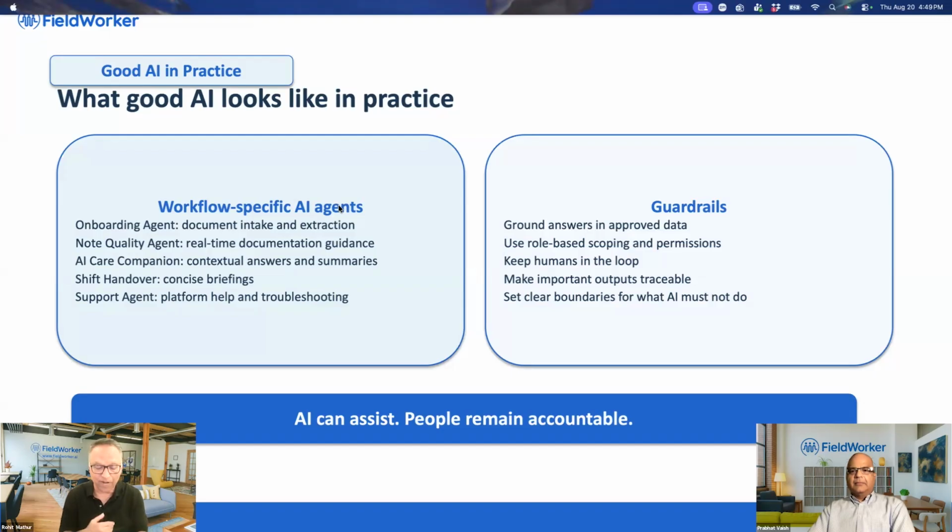I didn't realize we are actually running out of time. There are a bunch of other things, but where is all this going? If we were having this conversation again a couple of years from now, what do you think would have fundamentally changed how people are working in human services? Where are we going, both from a general perspective and a field worker perspective?